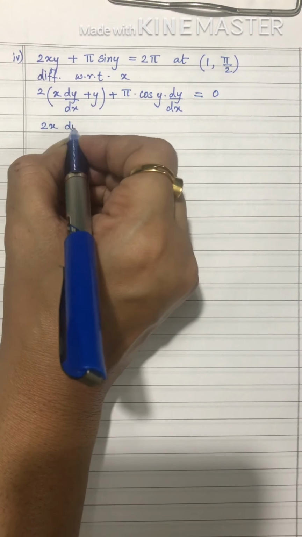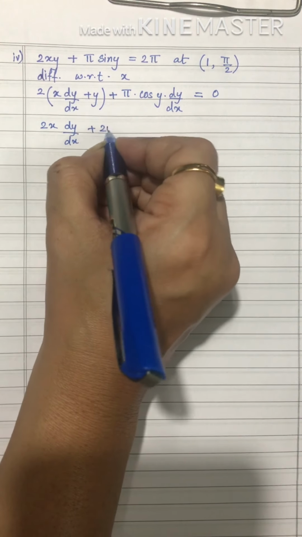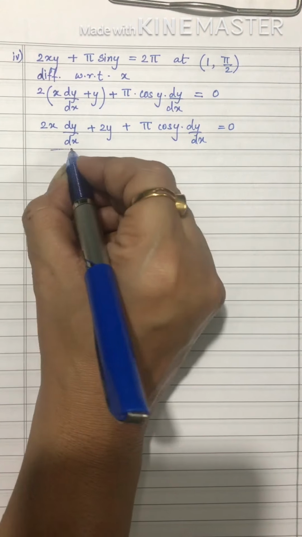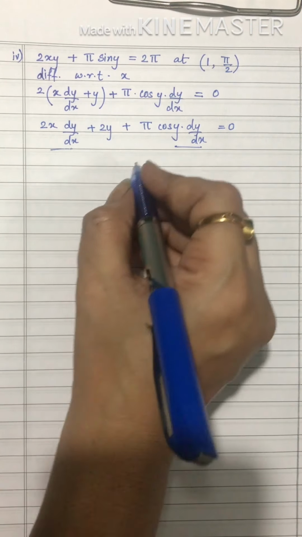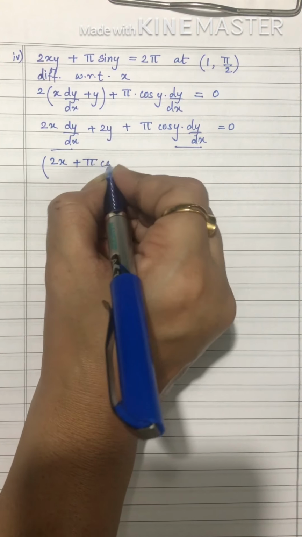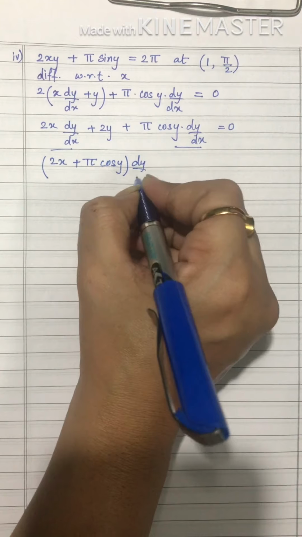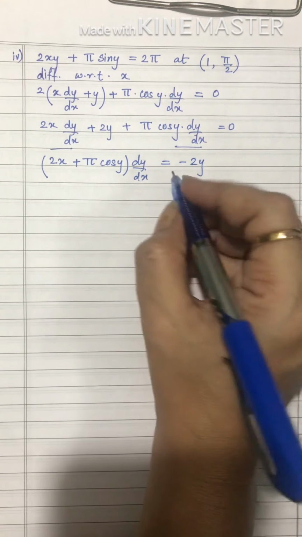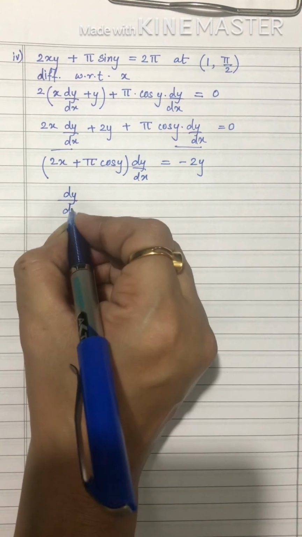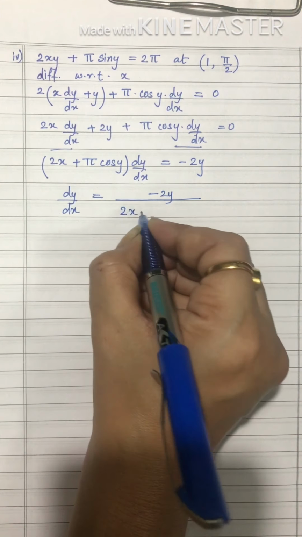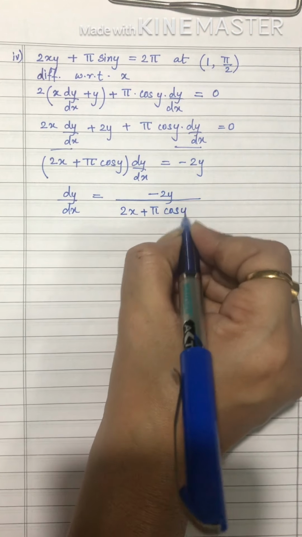Okay, now we'll multiply this. We get 2x dy by dx plus 2y plus pi cos y dy by dx is equal to 0. Now we'll bring the dy by dx terms together. We'll keep the dy by dx common. So we get (2x plus pi cos y) dy by dx, and we take this 2y to the RHS, so we get equal to minus 2y. Okay, now dy by dx becomes what? Minus 2y upon 2x plus pi cos y.